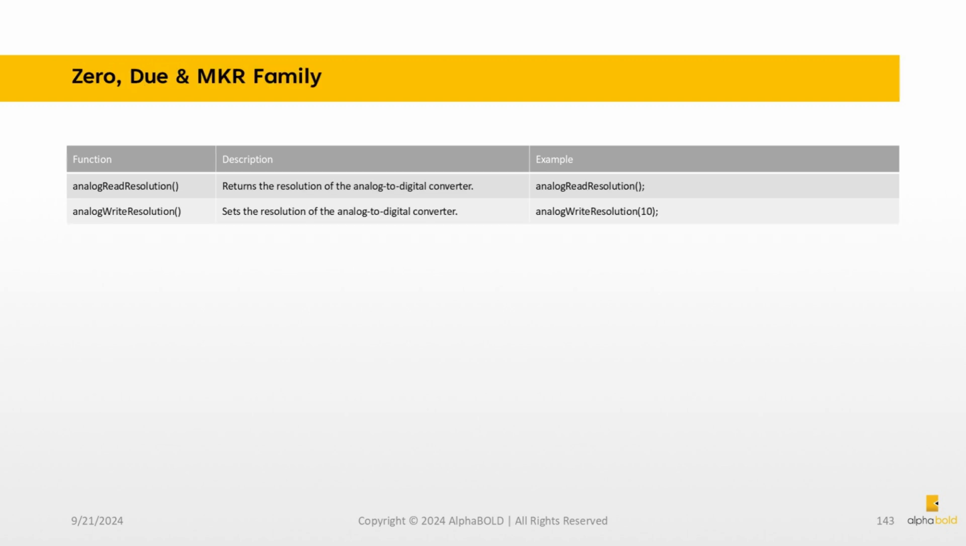Within the Arduino Zero, Due, and MKR families, additional functions control the resolution of analog operations. The analogReadResolution function returns the current resolution of the analog-to-digital converter ADC, indicating the number of bits used to represent analog readings. The analogWriteResolution function allows setting the resolution of the pulse width modulation PWM output used by analogWrite, thus controlling the precision of analog output signals. These functions provide finer control over analog I/O compared to standard Arduino boards.